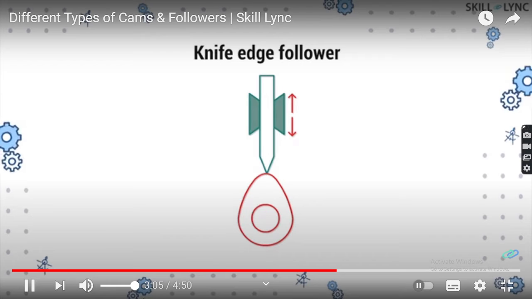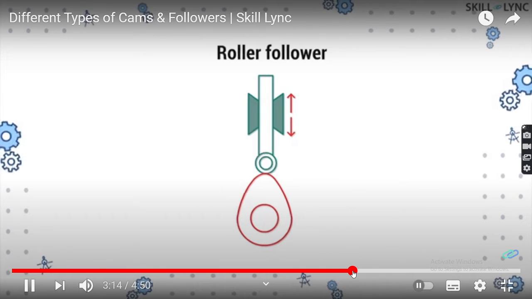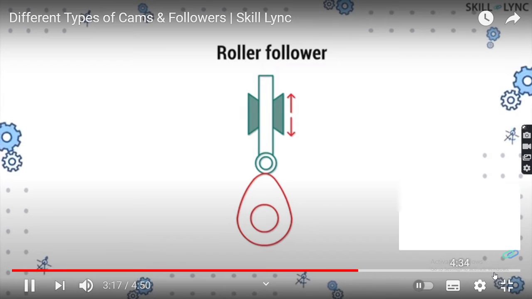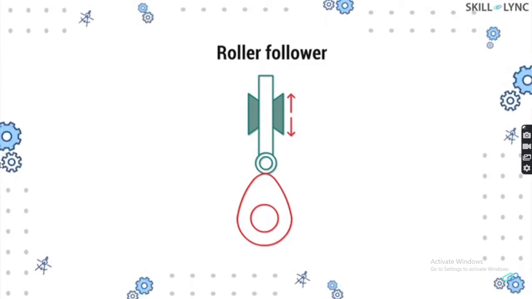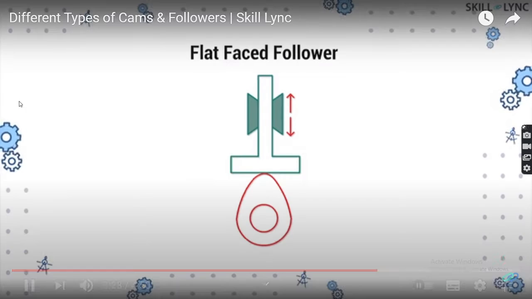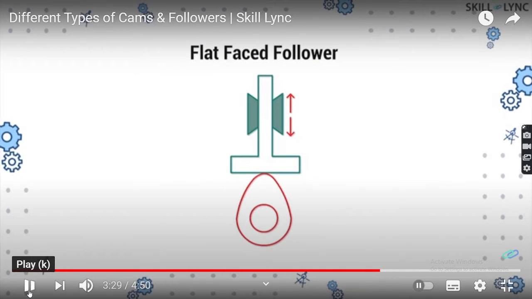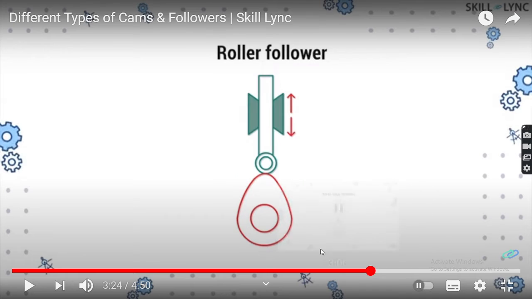Knife edge followers have a pointed end, and roller followers are used. Roller followers have a roller at the end of the follower stem. The roller rotates with the cam, reducing the sliding motion by rolling action, resulting in minimal wear. Then we have the flat-faced followers here. In the rolling action, what happens is the wear and tear will be less.